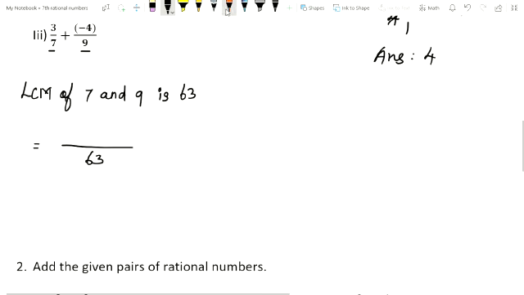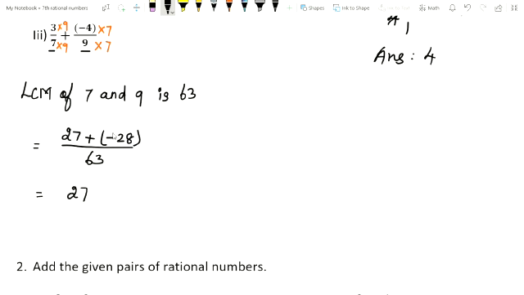Look at the first term. Here denominator is 7. So you have to multiply it with 9. Here denominator is 9. So you have to multiply with 7. Now you multiply, children. 3 nines are 27. Here plus sign is there. Plus of 7 into minus 4 you get minus 28.